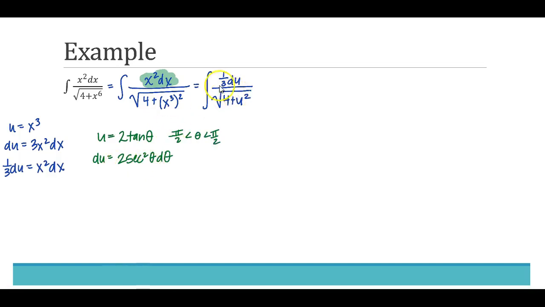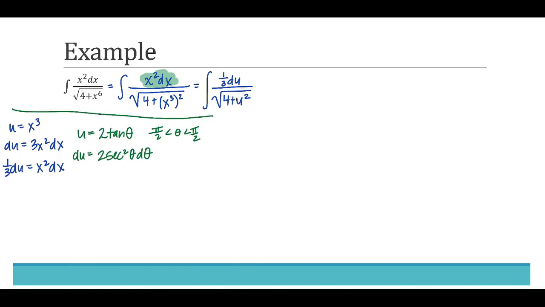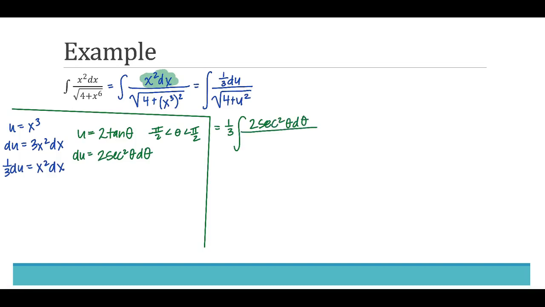Alright, so now we can go ahead and do our replacements here. So what we have is, make a little bit of space. This is all scratch work. I'm going to work vertically here. So I'm going to pull out the 1/3, and then du gets replaced with 2 secant squared theta d theta all over the square root of 4 plus the quantity 2 tangent theta squared.